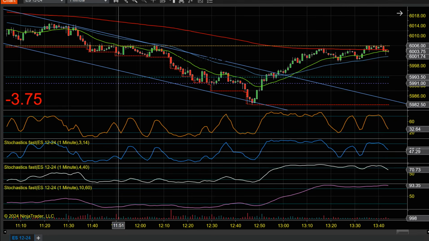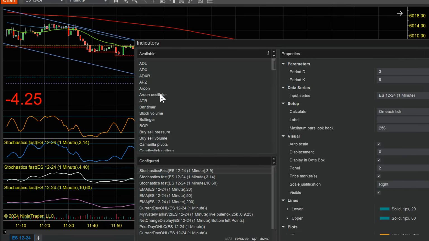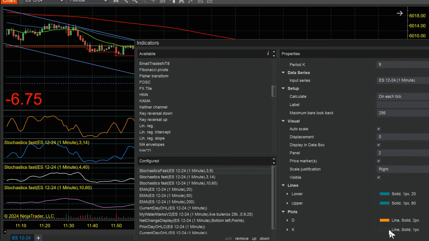If you want the templates, that's where you get them. If not, it's simple enough to put them together. Again, go up to your indicator list, go to Fast Stochastics, and drop down four of them: the 9-3, the 14-3, the 44, and the 60-10. Make the K1 transparent, and you're good to go. All right, let's move over to Tradingview now.